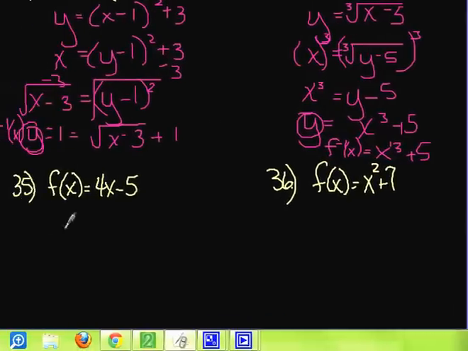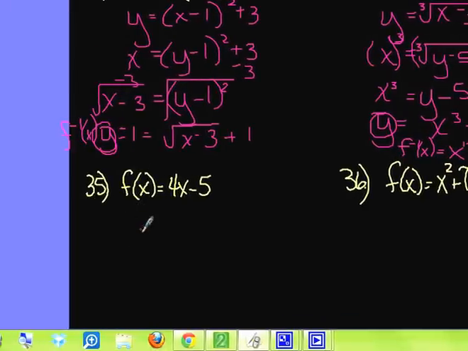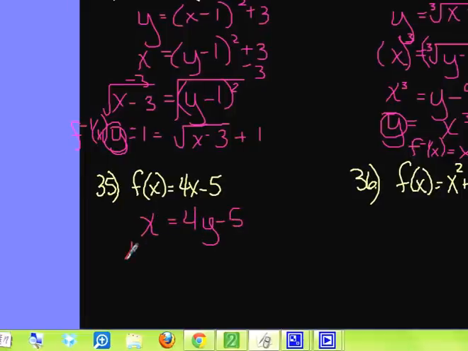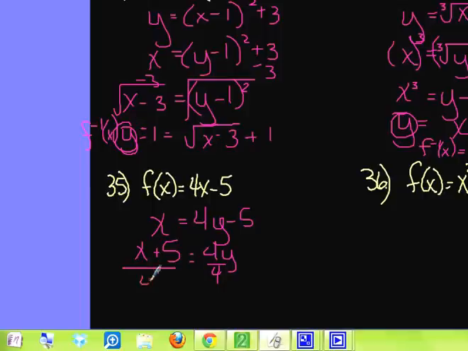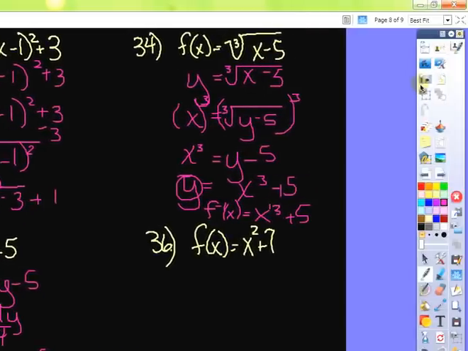All right, number 35. Again, this one's a little bit easier. We're going to change that to y, and then I'm going to switch the x and the y. Pull the 5 over to the x, and then divide by 4. And now change the y back to an inverse, so it'll be x plus 5 divided by 4. And 36.